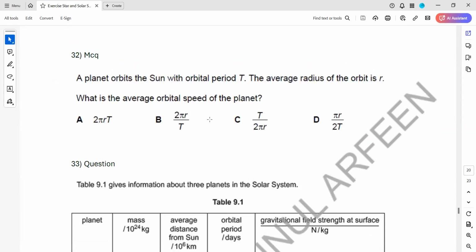In question 32, a planet orbits the sun with the orbital time. The average radius is given. What is the average orbital speed? So average orbital speed is 2 pi r divided by T. So B will be the right answer.